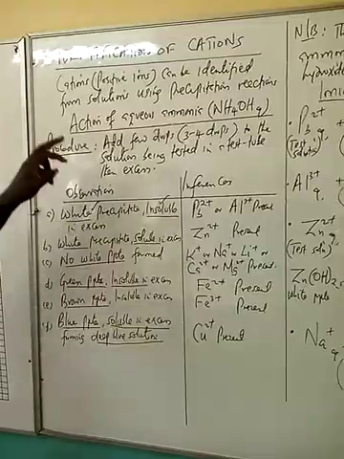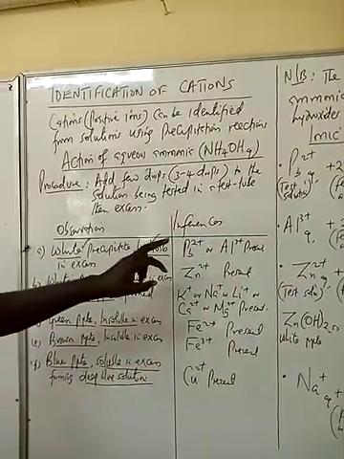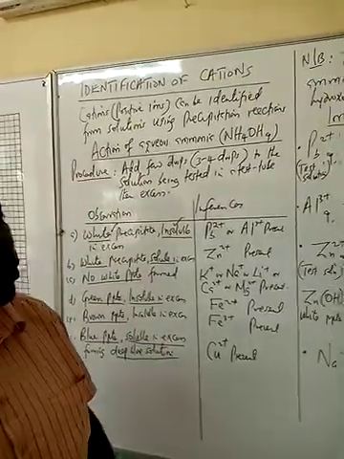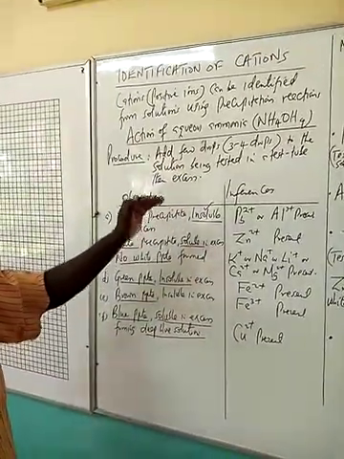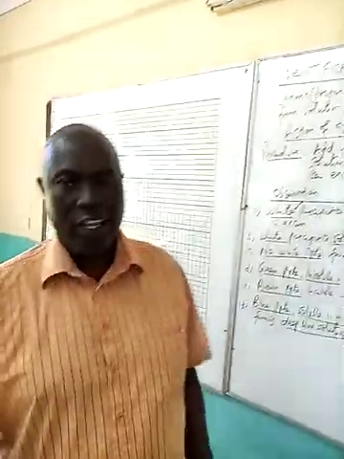So that is how you use ammonia solution to identify the cations in a solution. In our next lesson, we are going to see how you can use sodium hydroxide to identify also the cations. Let us meet in our next lesson.